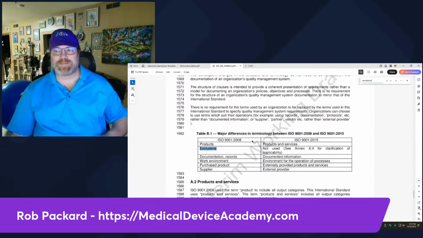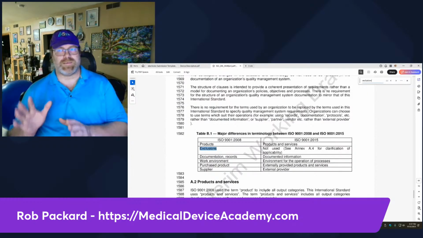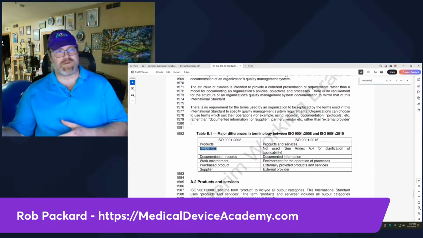So they talk about some of the major differences they made between 2008 and 2015. Products and services: 13485 did the same thing as 9001 originally, but this went the complete opposite direction. Documentation and records are now documented information. Hence, we don't have quality manuals anymore. So there are a lot of big changes that were made in 9001 going to the 2015 version, and it took it very far away from what the 13485 requirements are.